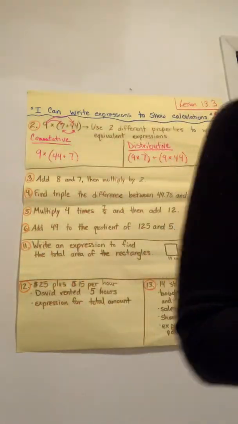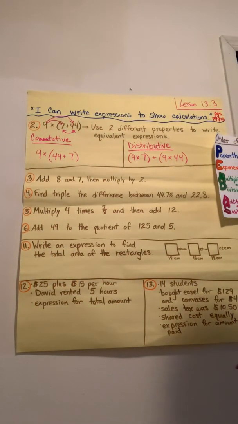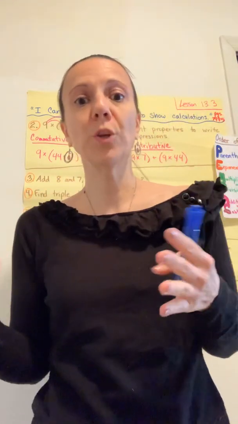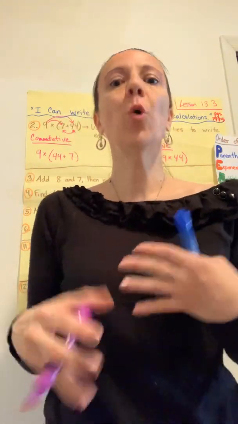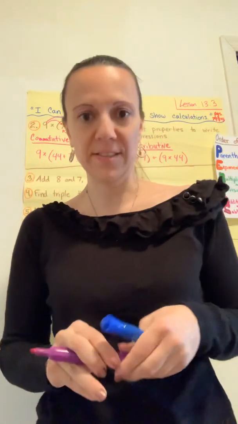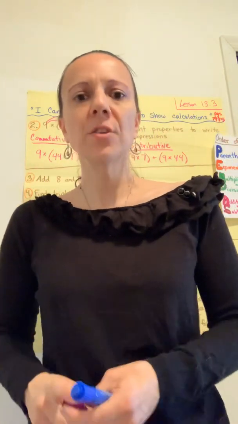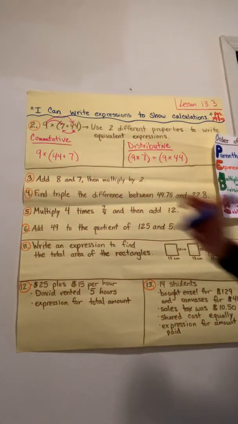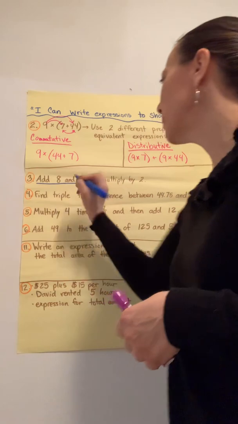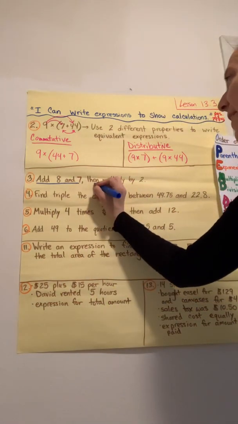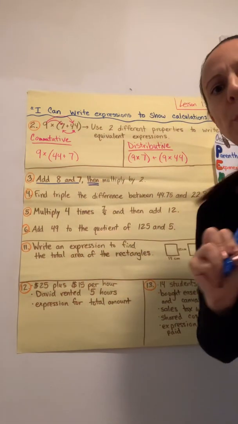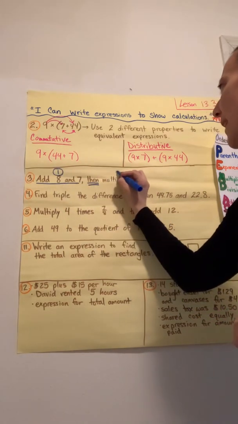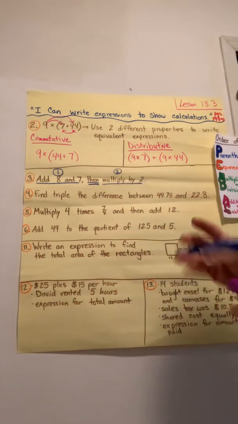Okay, now let's look at some of the types of problems we're working with today. Numbers 3 through 6 give you a situation where you have more than one step and you're being asked to write an equation that matches that and gets you the right answer. So if I look at number 3, it tells me to do 2 different things. Add 8 plus 7. Then there's a clue. That means this has to come second. So this is step number 1. And then step number 2 is to multiply by 2.